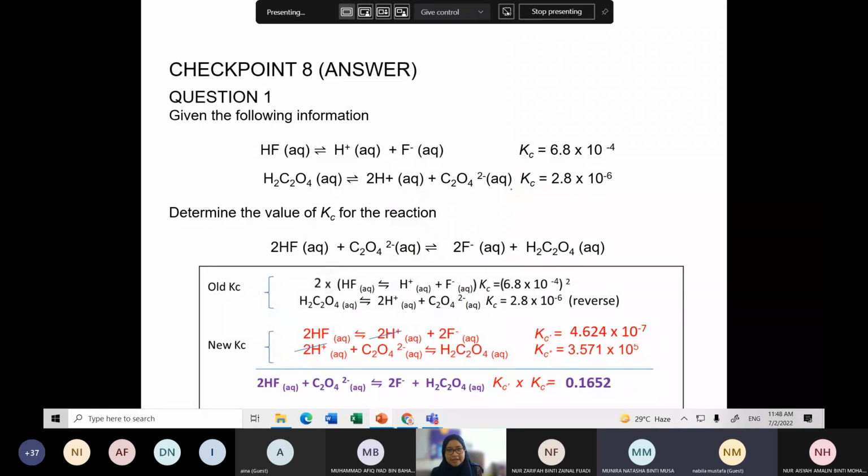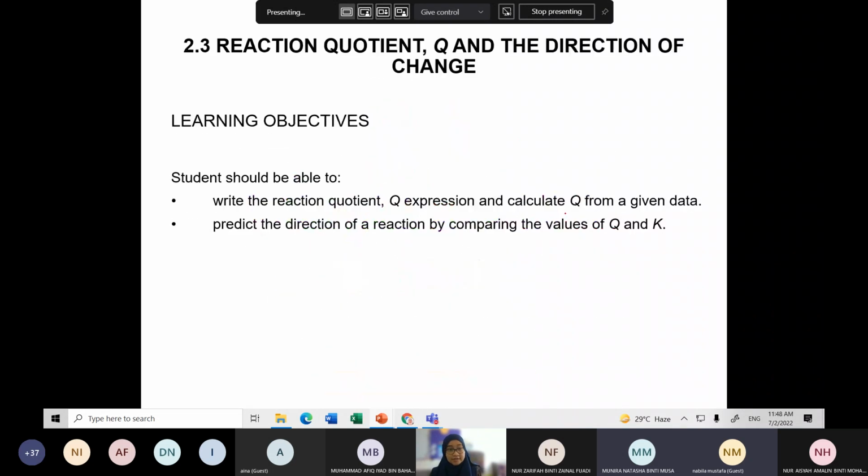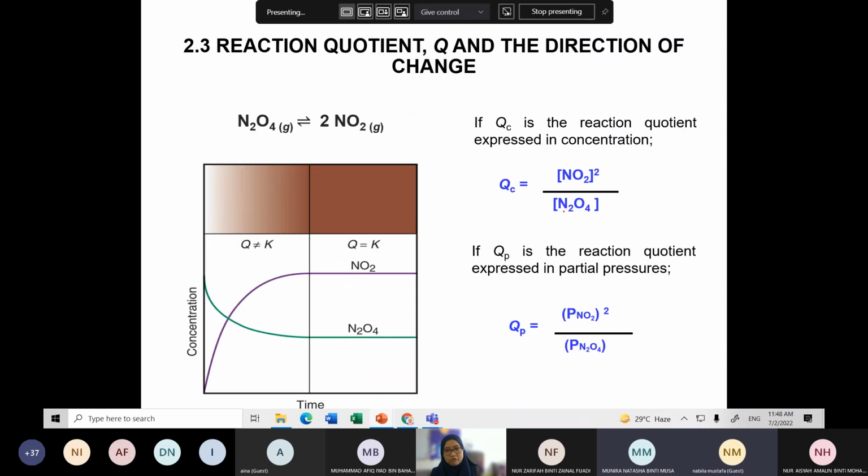Okay. Yang this one, dia tak bagi Kc. Dia tak bagi concentration tapi dia bagi Kc. You can just use the formula from the manipulation just now. Okay. Okay. Try do it on your own first. We will discuss it tomorrow.